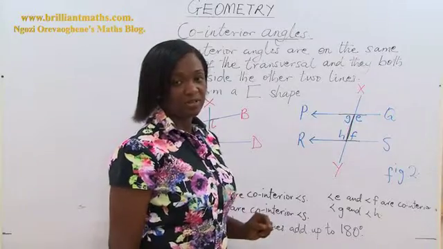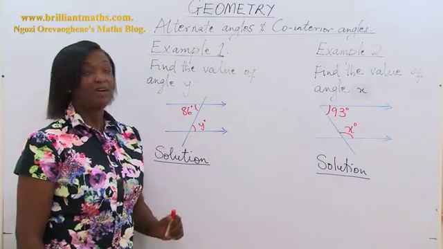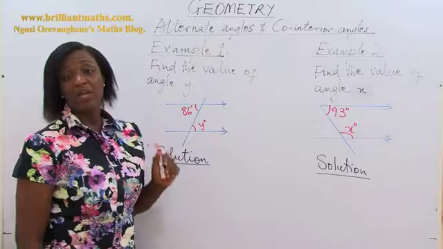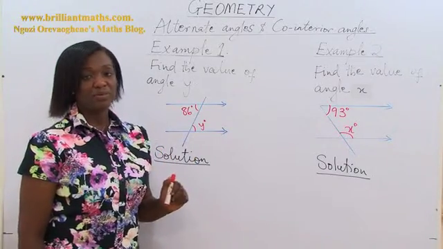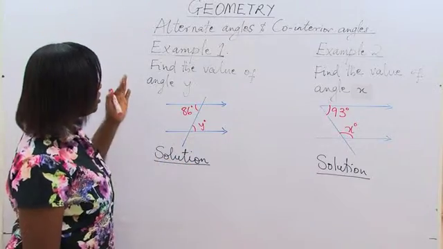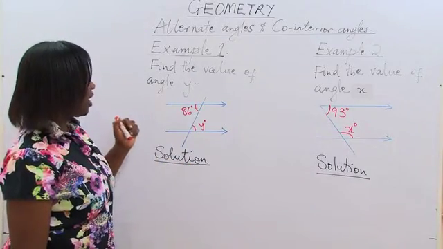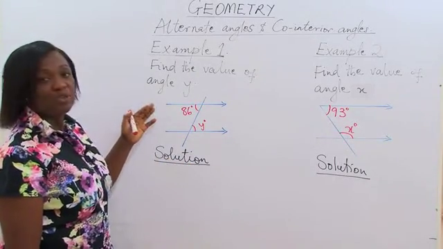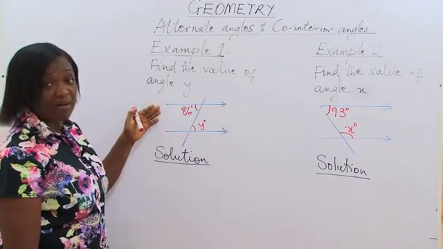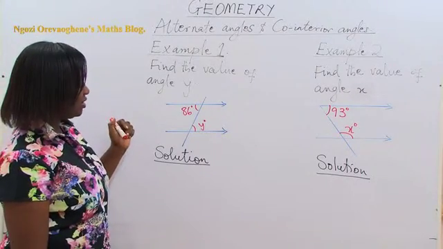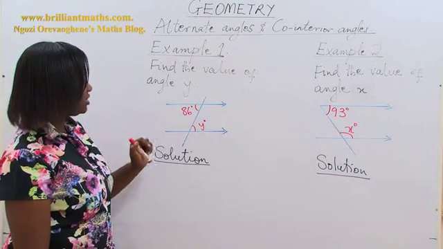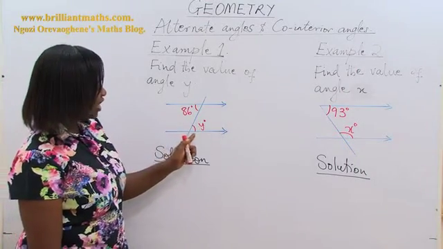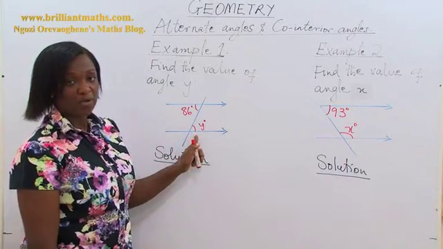180 degrees. Having learned how to identify alternate angles and co-interior angles, let's work out a few examples. Example 1, find the value of angle y. We have two parallel lines, and we have an angle that measures 86 degrees, and we also have an unknown angle here called y.